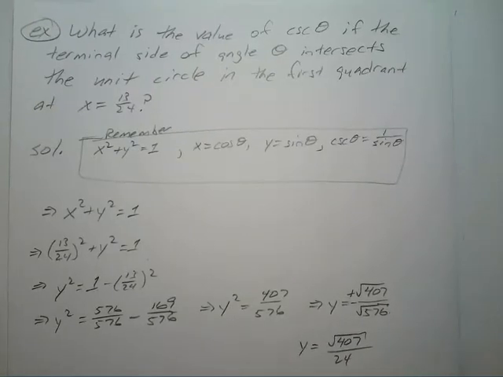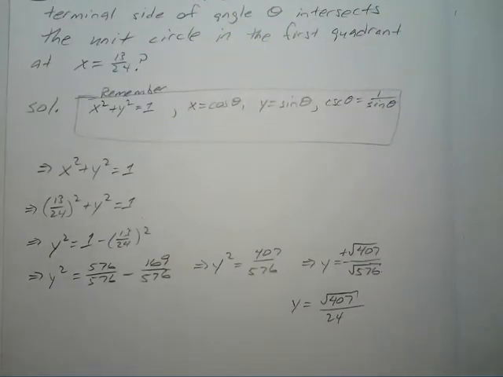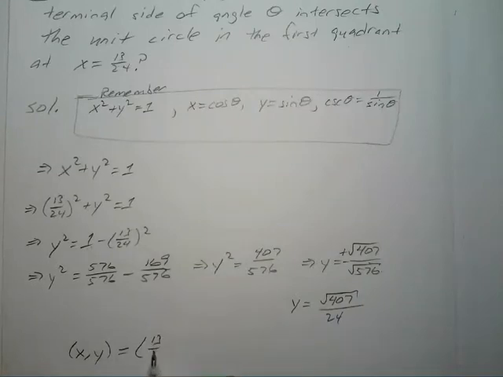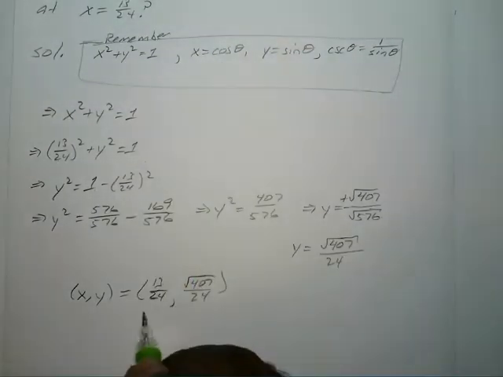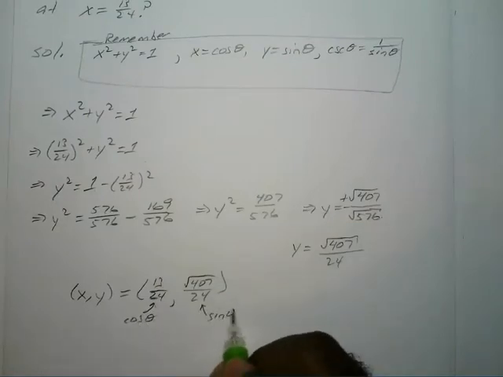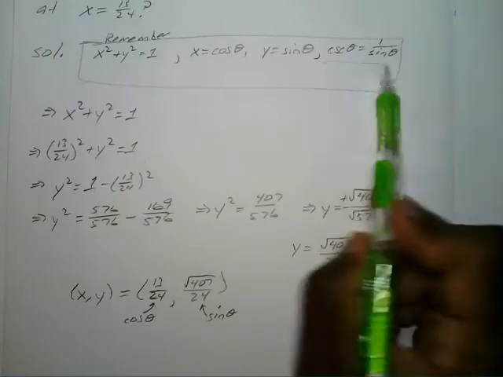Okay, so we have our y value. So that means that your ordered pair, your xy, is equal to, we have our x, so we have 13 over 24, and your y is going to be your square root of 407 over 24. Okay, so we have our x and our y. But remember, your x is equal to cosine, and your y is equal to sine. We're looking for cosecant.